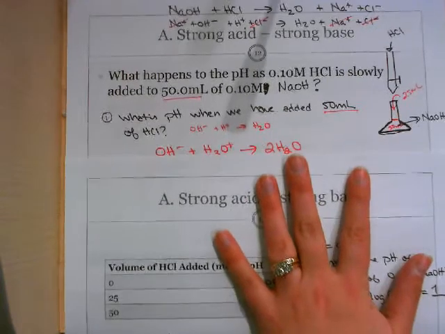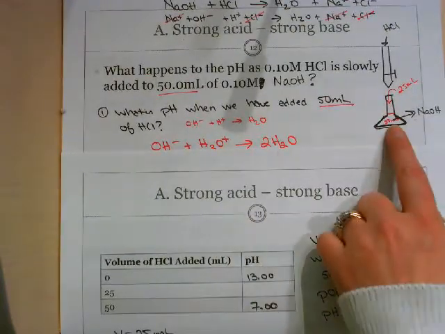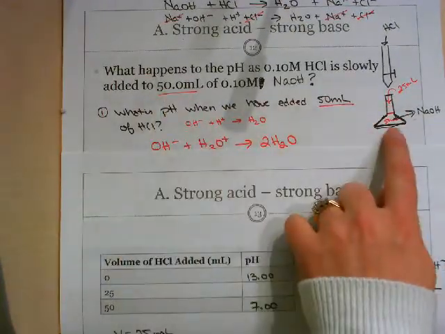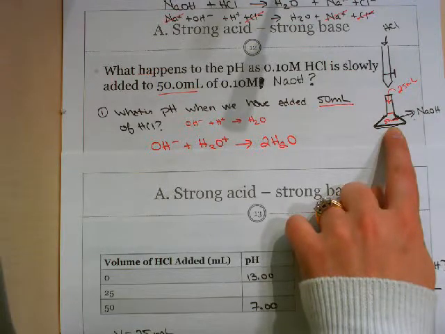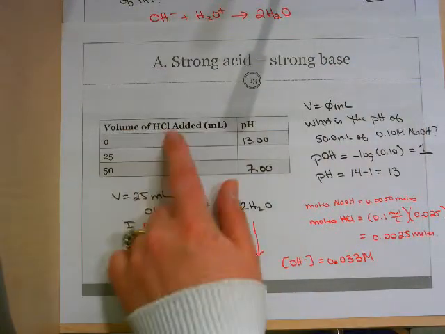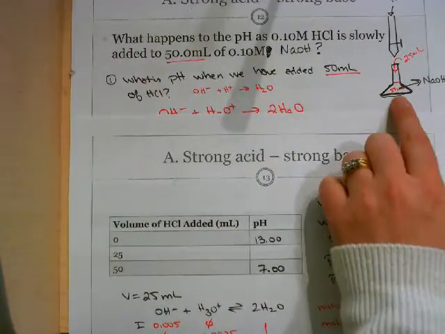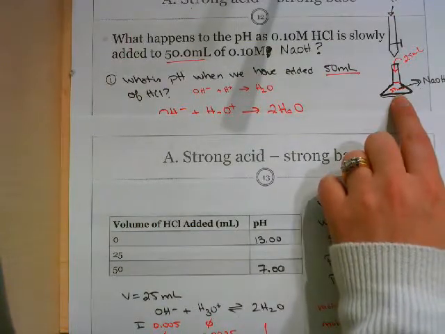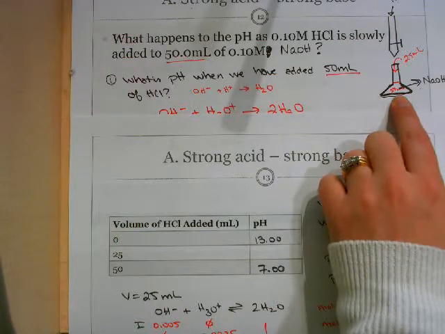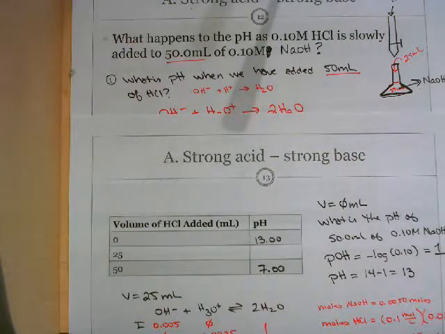Sure. I find it's the easiest to look at my picture. When I started, I had 50 milliliters in my Erlenmeyer flask. And according to my chart, I have added 25 milliliters of HCl. So now my flask has 75 milliliters. We'll do a bunch more of these. You can pick up on how to do that.